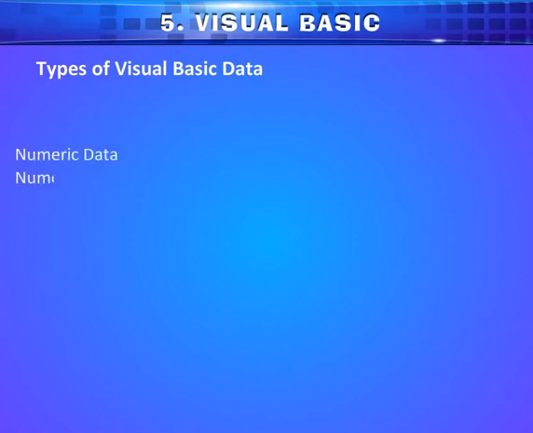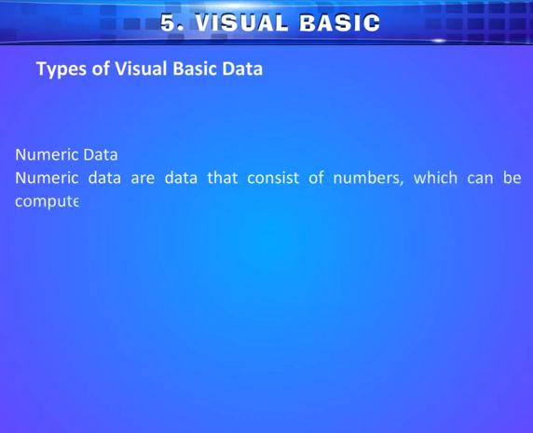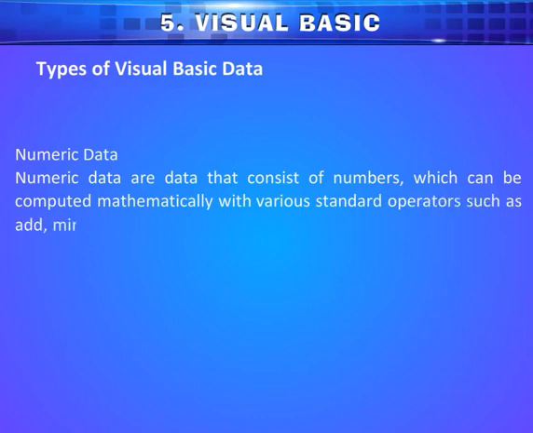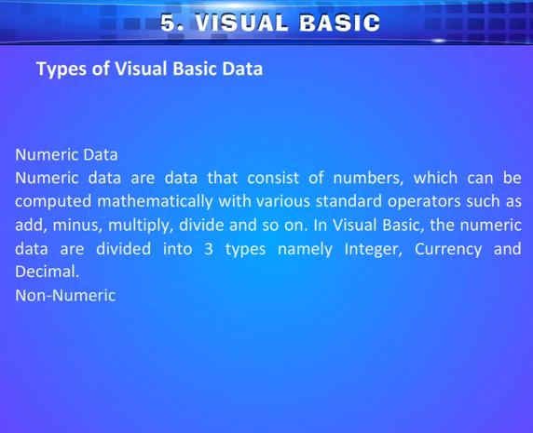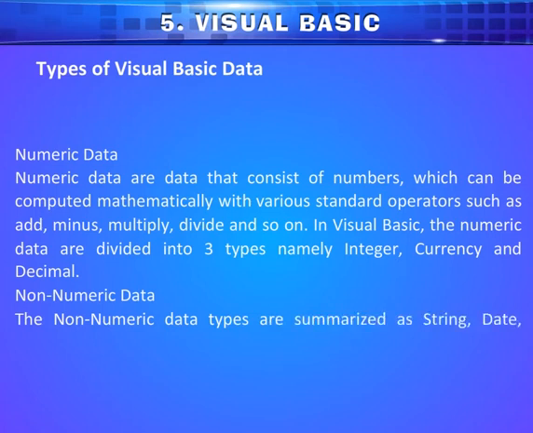Numeric data. Numeric data are data that consist of numbers which can be computed mathematically with various standard operators such as add, minus, multiply, divide, and so on. In Visual Basic, the numeric data are divided into three types, namely integer, currency, and decimal. Non-numeric data. The non-numeric data types are summarized as string, date, boolean, and variant.